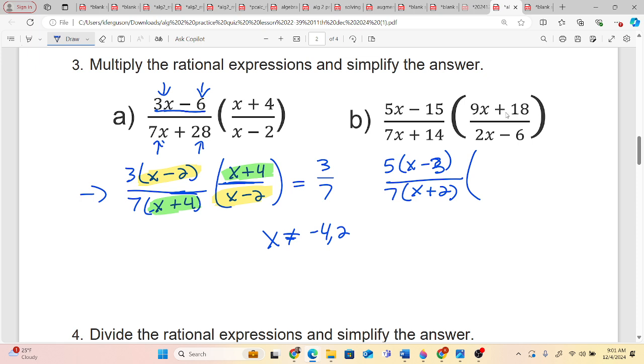And now I need to see what's up over here. What's my greatest common factor between those two? So I pull out a 9 and I'm left with what? x plus 2. And then down here, what do I have? I can pull out what? 2 and I'm left with x minus 3. So what are my exclusions? What can't x equal? I look right there, x plus 2, so x can't equal negative 2. What about here? Positive 3. And so now I can start doing some cross canceling.